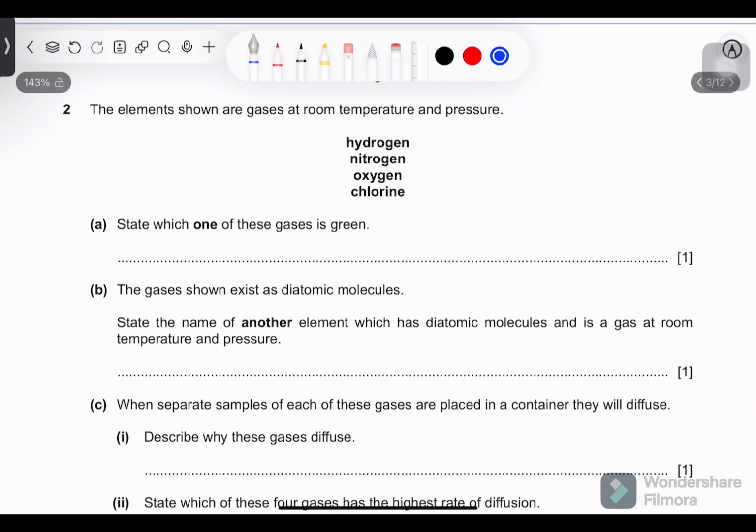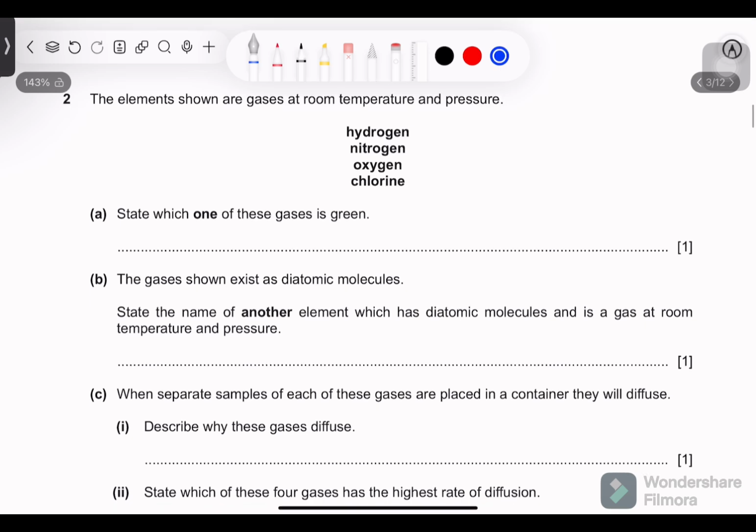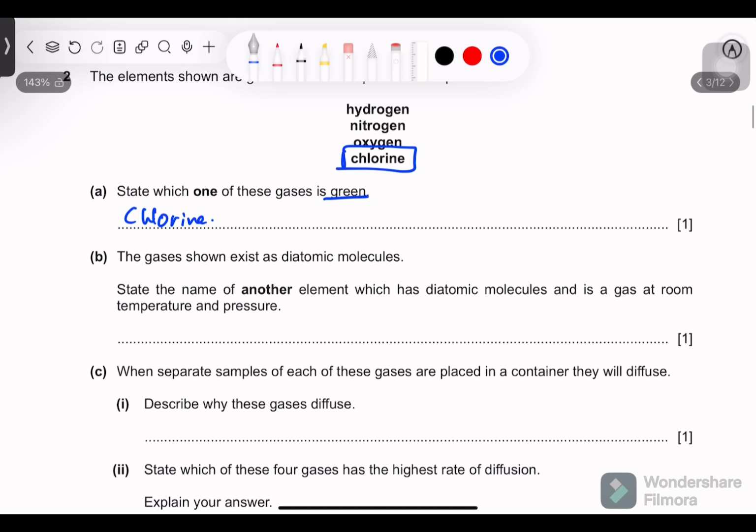Next, the elements shown are gases at room temperature and pressure. State which one of these gases is green. So this is pure recall: chlorine is a pale yellow green gas. Pale yellow is fluorine.